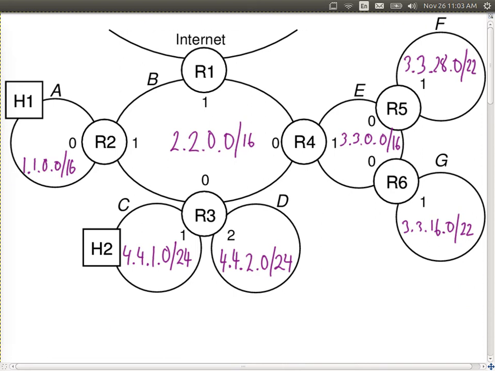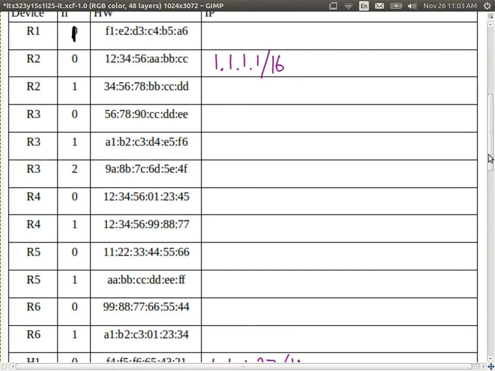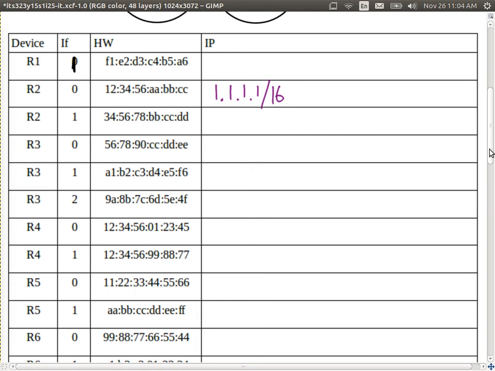Get rid of all of that for now. We've already written down for router 2 interface 1, interface 0, H1, so let me fill in the rest so we have them for later. So you may choose different values, but that's okay. Well, I'll fill in the remaining missing parts in a moment. This needs to be 2.2.something at /16.